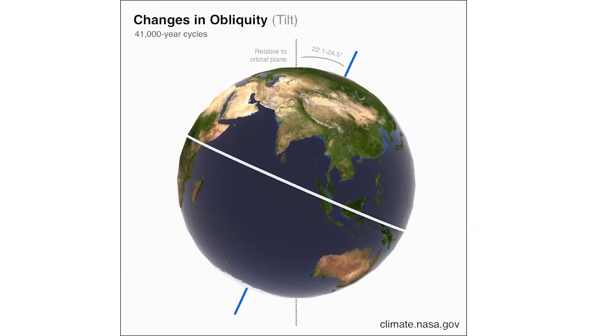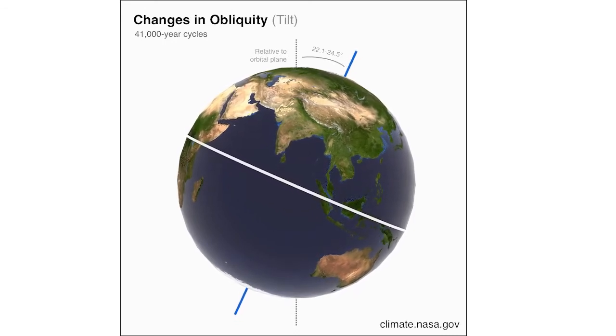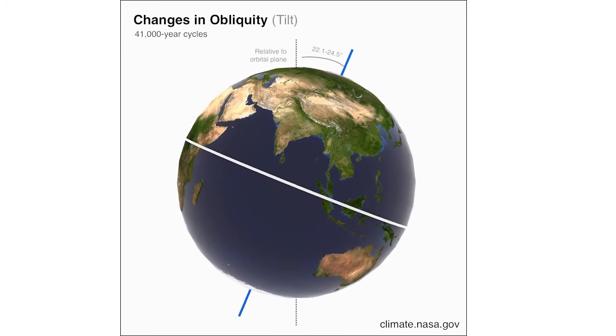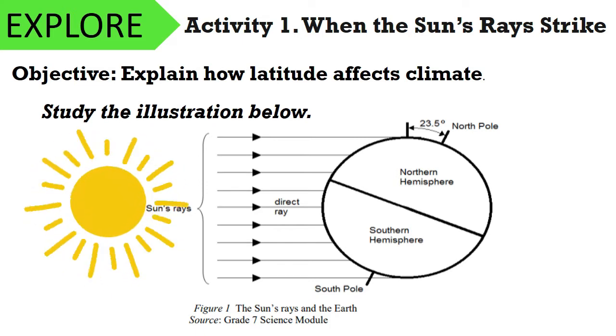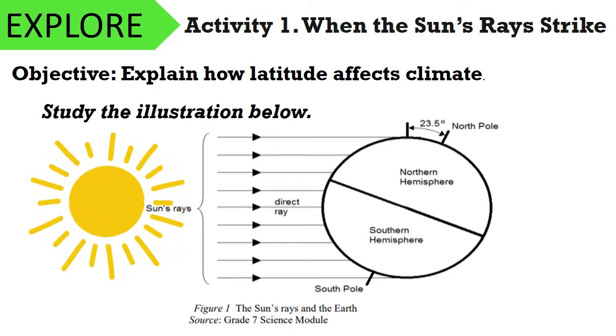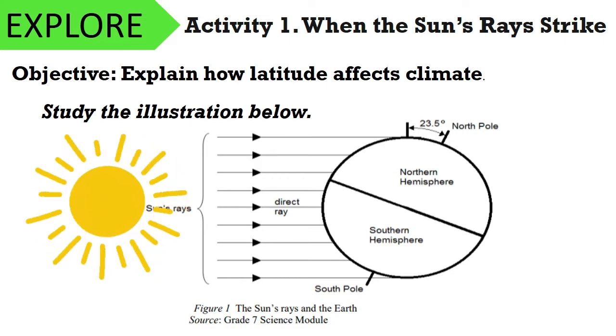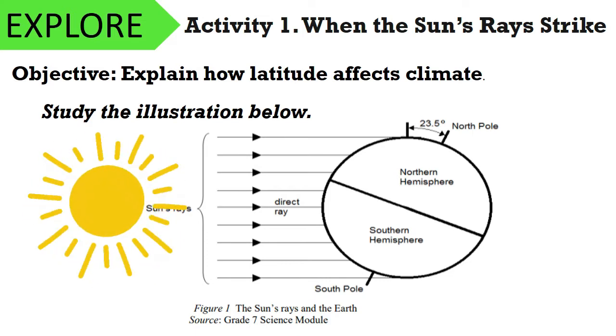In grade 7, you have learned that the Earth's axis is not perpendicular to the plane of its orbit. To understand this better, let's have first a simple activity. Activity 1. When the sun's rays strike. In this activity, you will find out the role of latitude in varying the climate of different places. The objective is, explain how latitude affects climate. Let's begin. Study the given illustration.